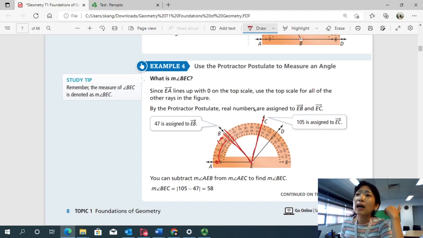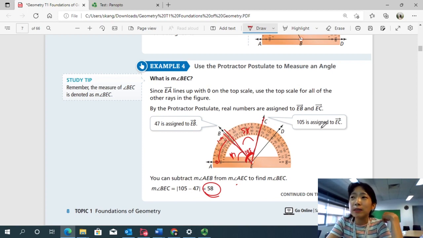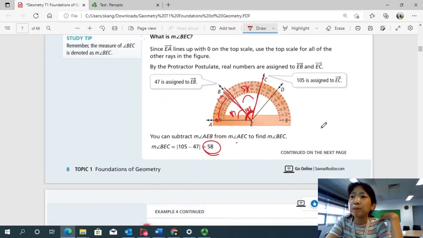So you can subtract AEB from AEC to find BEC, right? Because this is 47, and you know the entire angle from A to C, AEC, is 105. You can subtract 47 from 105 to get the remaining angle, which is 58. Okay? So use the protractor postulate to figure out the angle that you need.